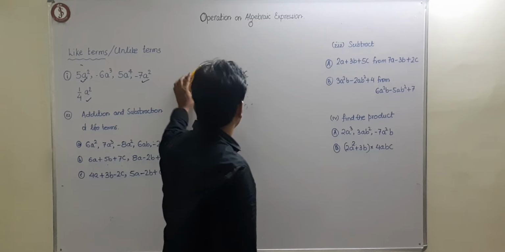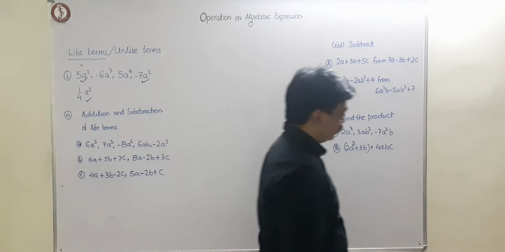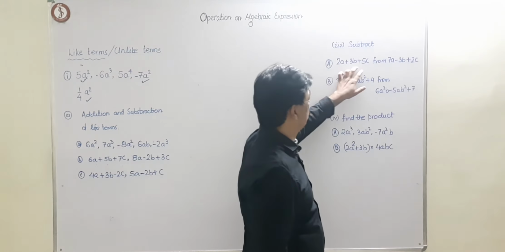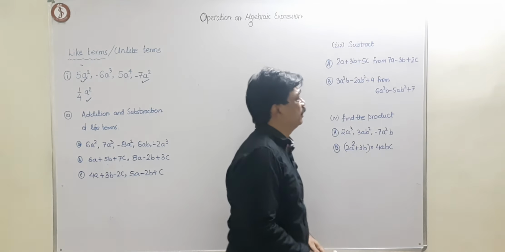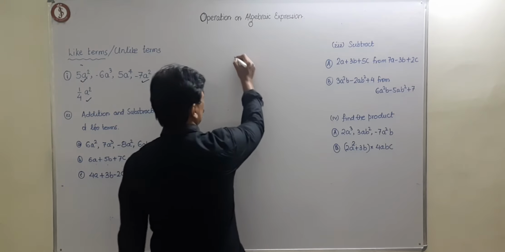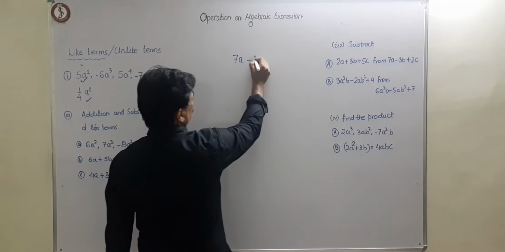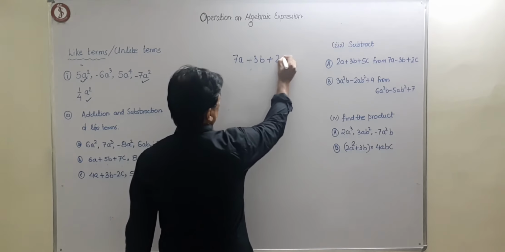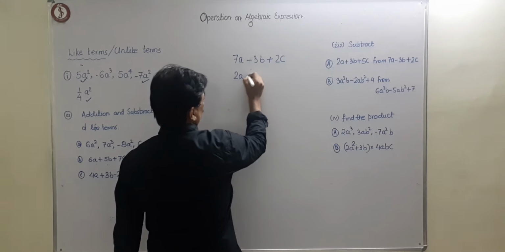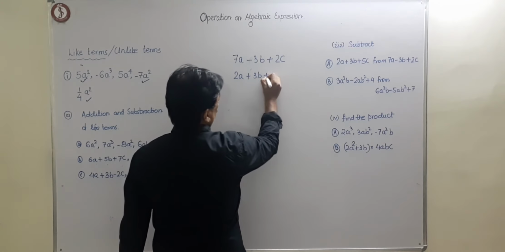So now it is written: subtract 2a plus 3b plus 5c from 7a minus 3b plus 2c. So from will be on the top, 7a minus 3b plus 2c, and then 2a plus 3b plus 5c.